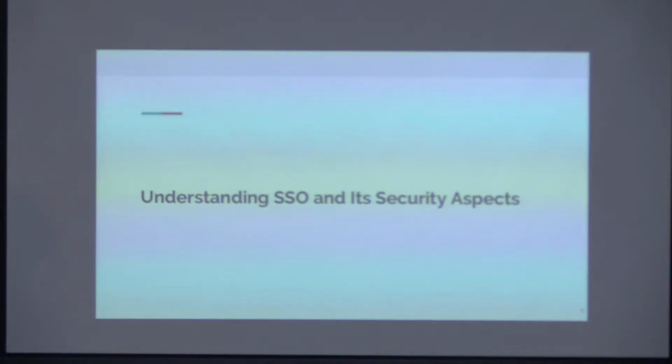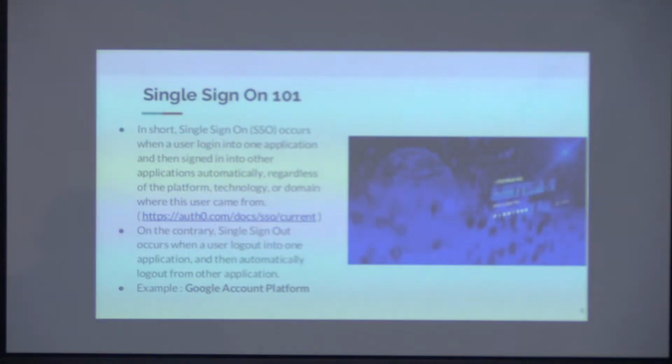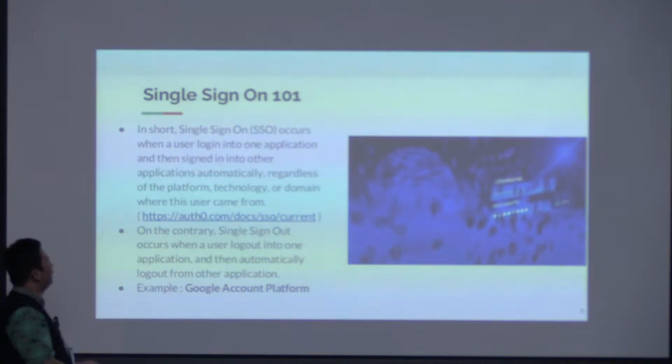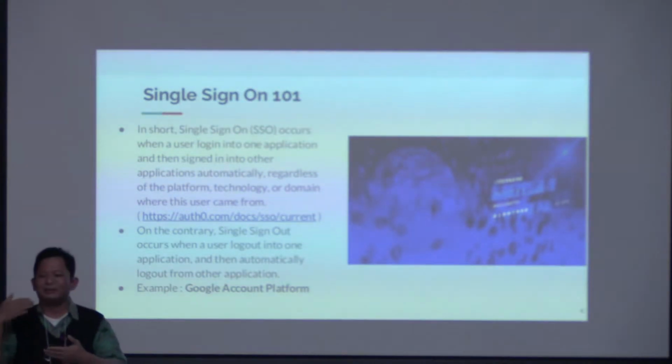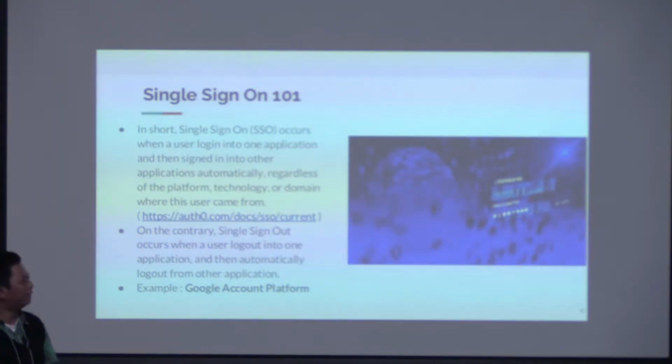So the first chapter is understanding SSO and its security aspect. In short, SSO occurs when a user logs into one application and then signs into another application automatically, regardless of the platform, technology, or domain where this user came from. There is a trusted party. We trust one party as the identity provider, and that party also provides encryption for the identity channel, for the communication between your apps and the services.